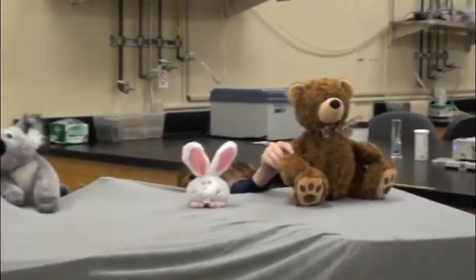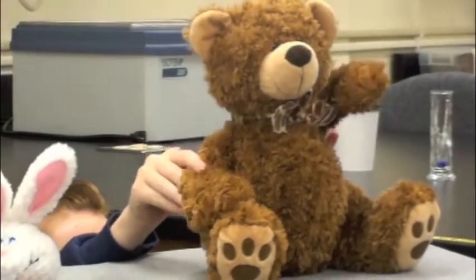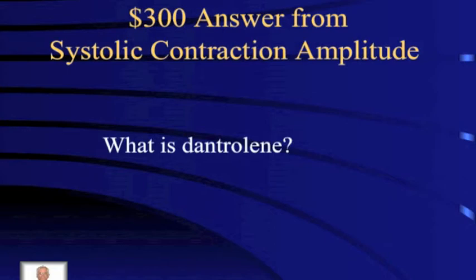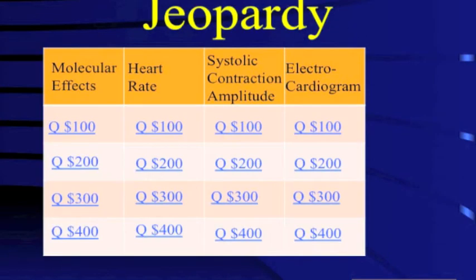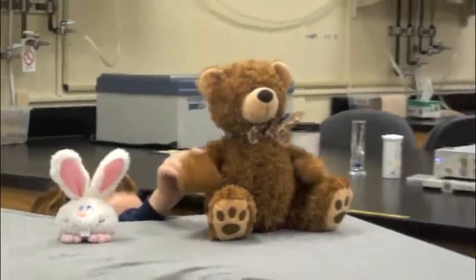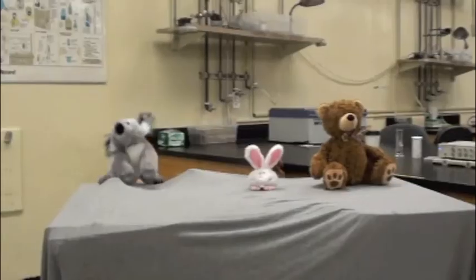Benny the Bear, your question is? What is dantrolene? What is dantrolene? That is right. What would you like to choose next? Heart rate for $400. Heart rate for 400. This cardiac cell is responsible for the frog heart rate, the pacemaker cell.